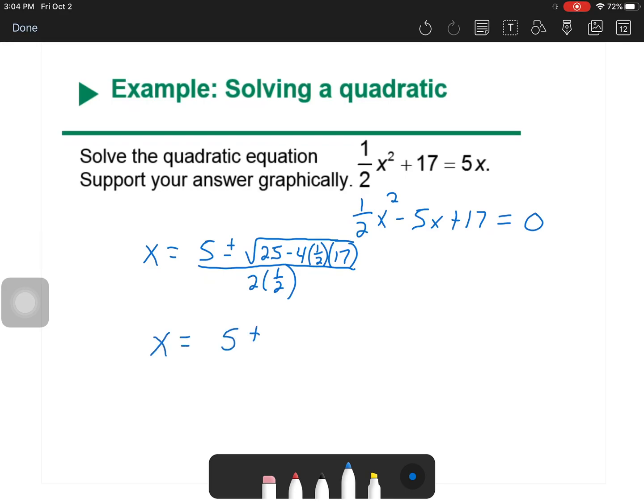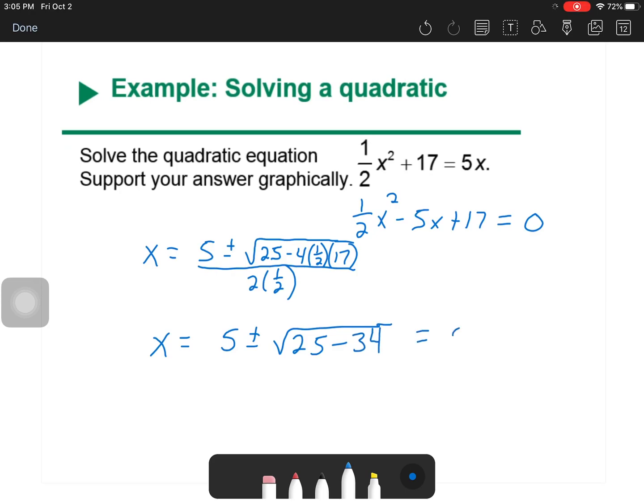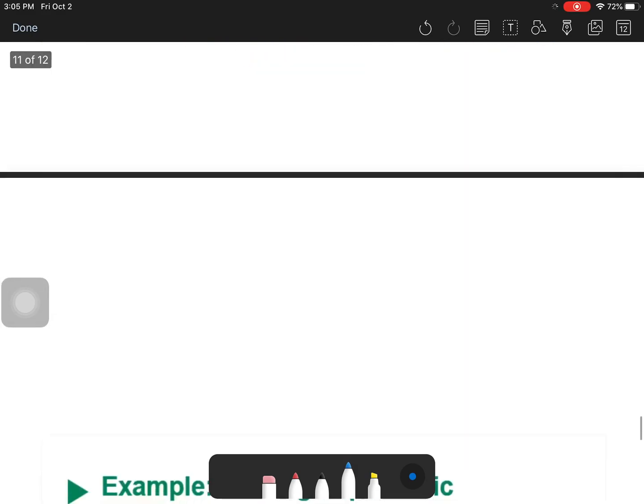All right, so we got 5 plus or minus, and then we're going to have 25 minus, so 4 times half is 2, 2 times 17 is 34. So 25 minus 34 is -9, so it's 5 plus or minus root -9. 5 plus or minus root -9 is going to be 3i. And there we go. That's it.